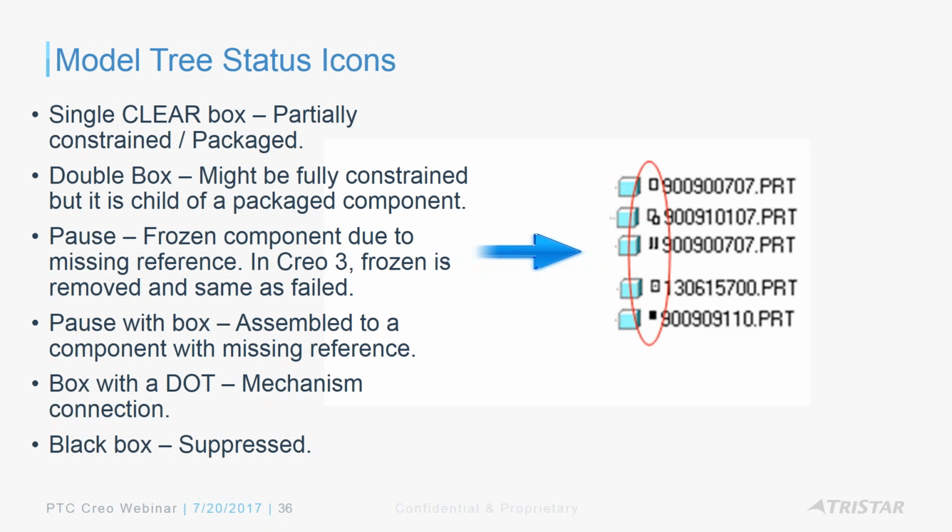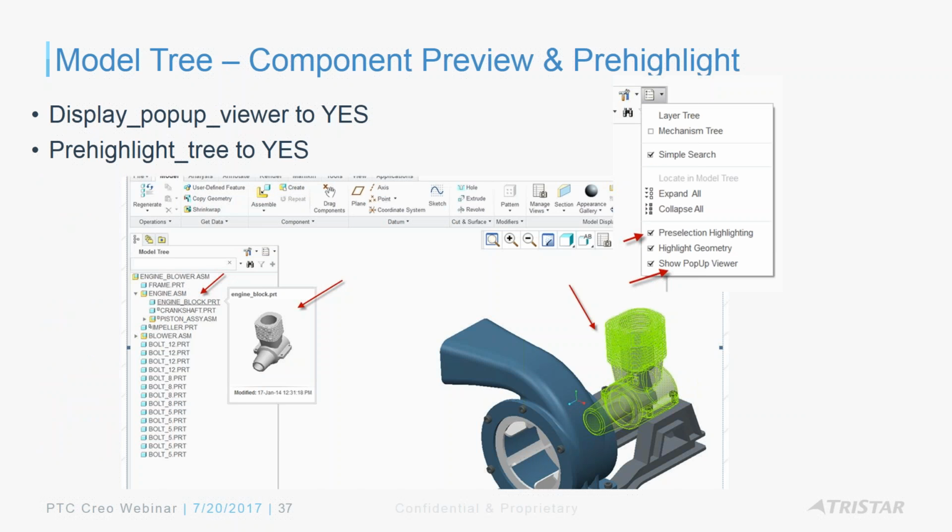There are also some nice model tree status icons. I think most of you may be aware of it, but whenever you get this black box, as you know, that is the suppressed feature. You get sometimes a rectangle with a dot. That means it's connected and it's not constrained. And you also have a pause button, the frozen component, which is no longer there with Creo 3, but prior to that we used to have. And a rectangle shows me that it is packaged or it's not fully constrained. Two rectangles, like a double box, tells me that you have constrained it to a part that is packaged, right?